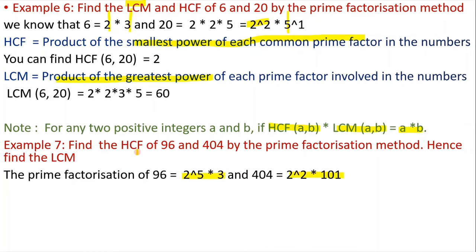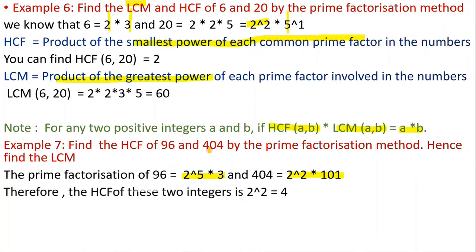Okay, now HCF. If you want to find HCF, first we have to see what the common prime factors are in both given numbers. We can clearly see that 2 is the only common prime factor available in the two numbers. And since HCF always deals with the smallest power, here 2 power 2 is considered as the HCF for the given two numbers 96, 404.